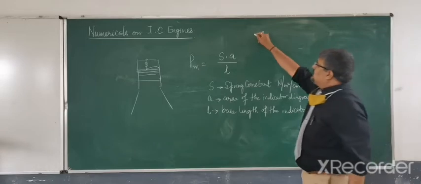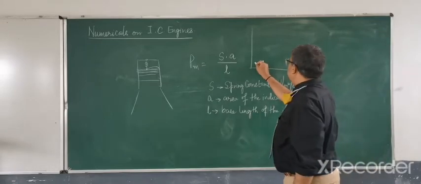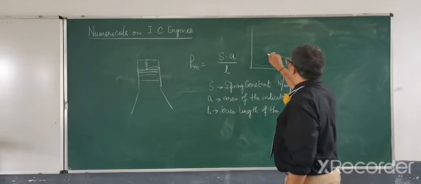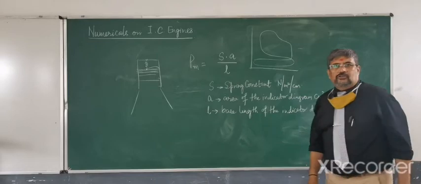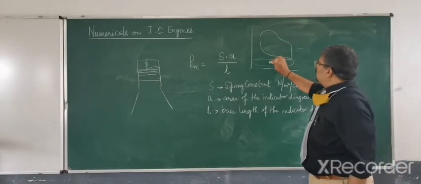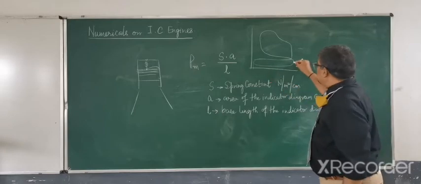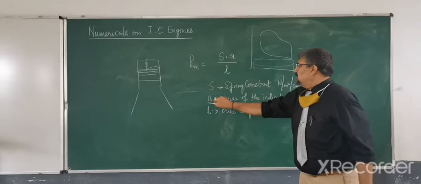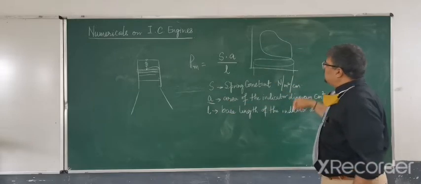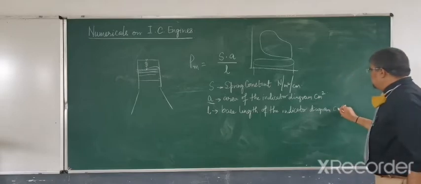Now, what is this indicator diagram? All of you have drawn a PV diagram. So, you may have some kind of a diagram like this for an Otto cycle. So, you need to calculate the total area of this, and you need to find out what is the base length. So, if you find out the total area, that is this, then this is going to be the base length of the indicator diagram. And of course, this also will be in centimeter.